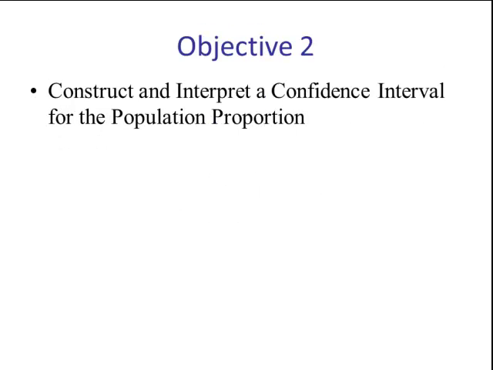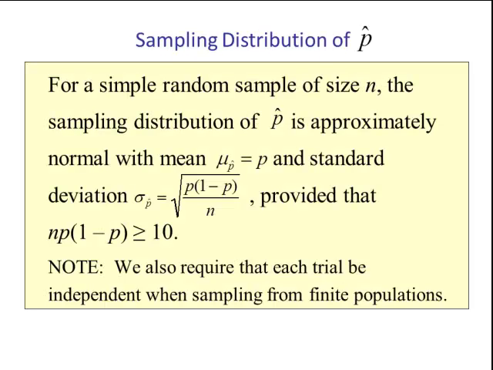Lesson objective. The sampling distribution of p hat. For a simple random sample of size n, the sampling distribution of p hat is approximately normal with a mean equal to p and a standard deviation equal to the square root of p times 1 minus p divided by n, provided that n times p times 1 minus p is greater than or equal to 10. We also have the requirement that each trial must be independent when sampling from finite populations.